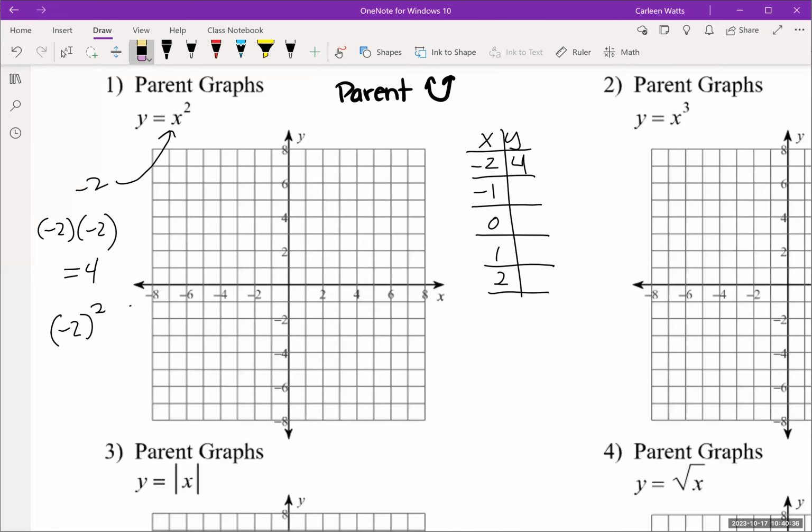Now, how do we square a term on the calculator? You either hit exponent 2, or you can hit the x squared button. So -2 squared is 4, not -4, 4. If you get -4, you didn't hit the parentheses. -1 squared is 1, 0 squared is 0, 1 squared is 1, 2 squared is 4.